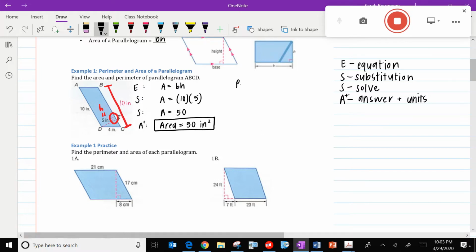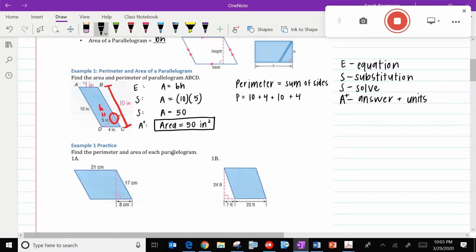Okay, next let's find the perimeter. The perimeter is always equal to the sum of all the sides. So to substitute in my values, I have 10 plus 4 plus 10. Now the side that I'm missing is AB, but since AB is opposite DC, I know opposite sides are congruent in a parallelogram, so I know it's also 4.